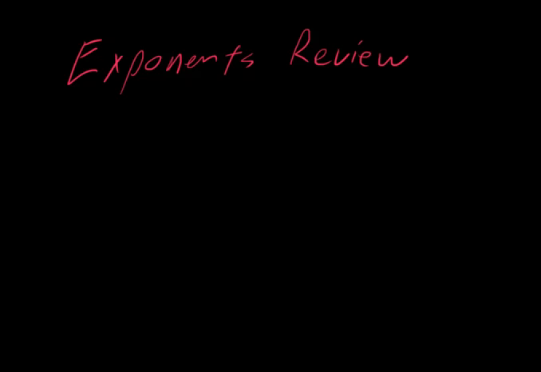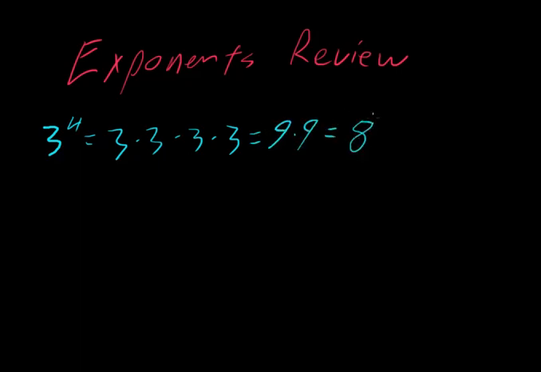Exponents tend to be a tricky subject for quite a few students, so we're going to do a quick review of those. We'll start off with the basics. Suppose we have something like 3 to the fourth. That just means 3 times 3 times 3 times 3, 4 times. That'll just be 9 times 9, which is 81.